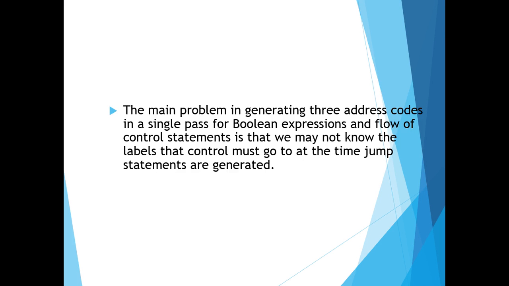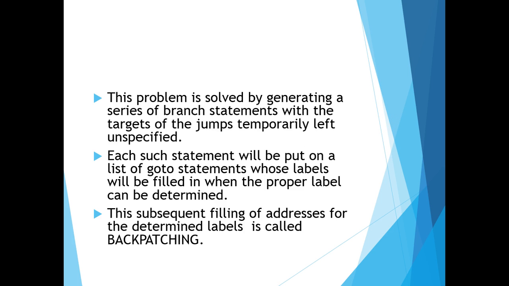So let's proceed. The main problem in generating three address codes in a single pass for Boolean expressions and flow of control statements is that we may not know the labels that control must go to at the time jump statements are generated. This problem is solved by generating a series of branch statements with the targets of the jumps temporarily left unspecified. Each such statement will be put on a list of goto statements whose labels will be filled in when the proper label can be determined. Then, this subsequent filling of addresses for the determined labels is called backpatching.